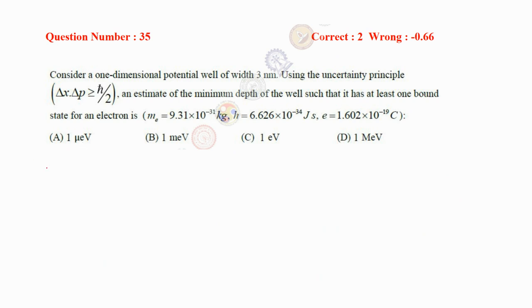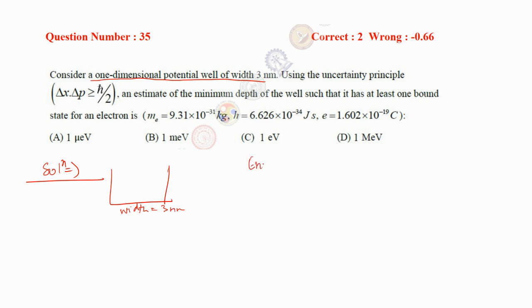This question, I want everyone to at least try. This is a very straightforward question. I want everyone to at least try for 2 minutes, then I'll tell you. In the question, consider a one dimensional potential well whose width is 3 nanometer. Using the uncertainty principle, estimate the minimum depth of the well such that it has at least one bound state for an electron. So you have to do nothing.